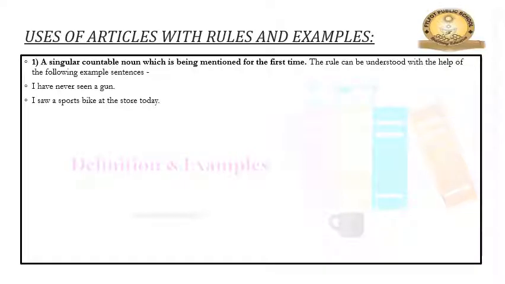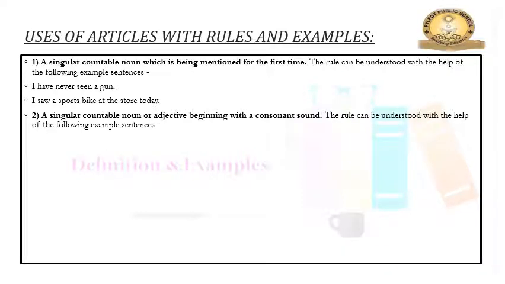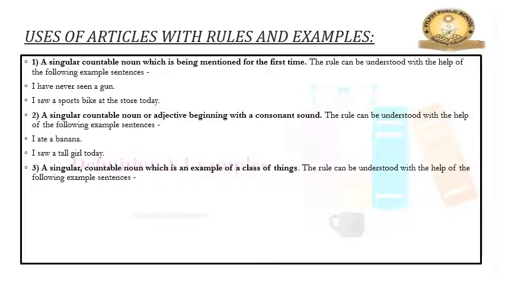Then for a singular countable noun or adjective beginning with a consonant sound, you use a. For example, I ate a banana. I saw a tall girl today. Then for a singular countable noun, which is an example of a class of things. For example, a pet needs love. So pet here is a class of things. Then a father deserves to be respected by his children. Father is also a class of things.